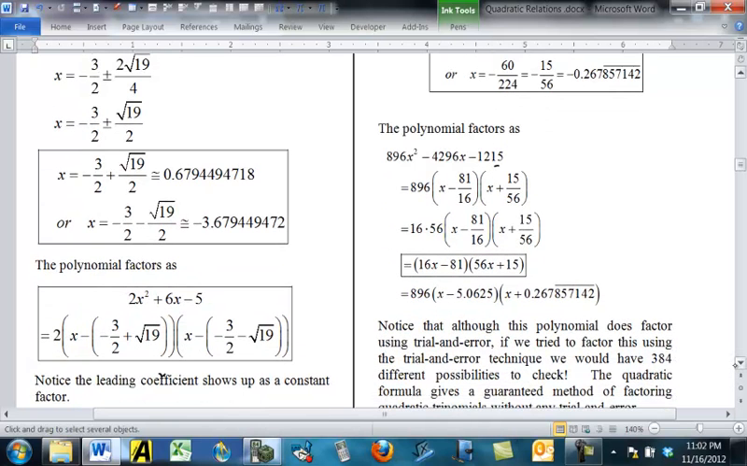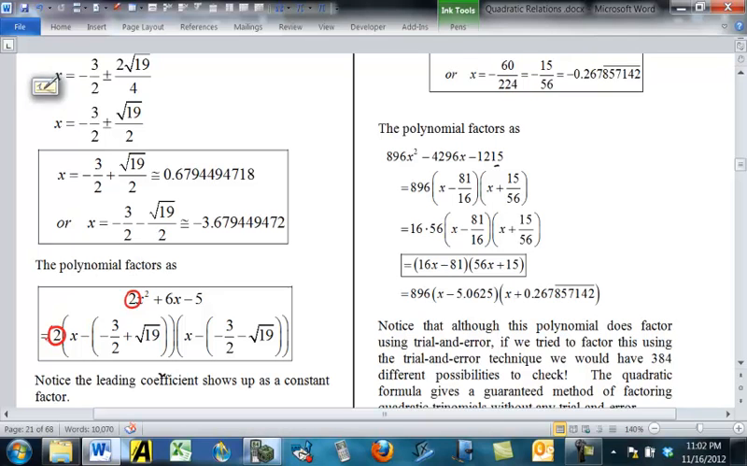So there it factors. Don't forget that we need this leading coefficient. When we have this leading coefficient here, we have to have it down here as well. So when you get so worked up finding the roots, don't forget that you need that there as well.